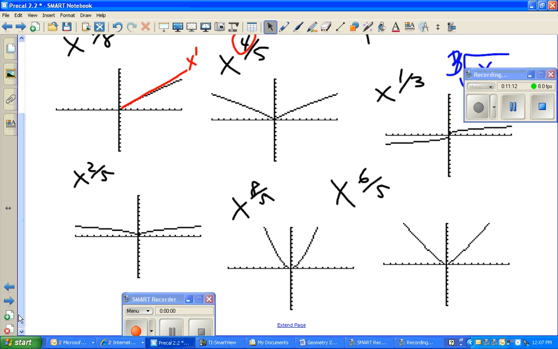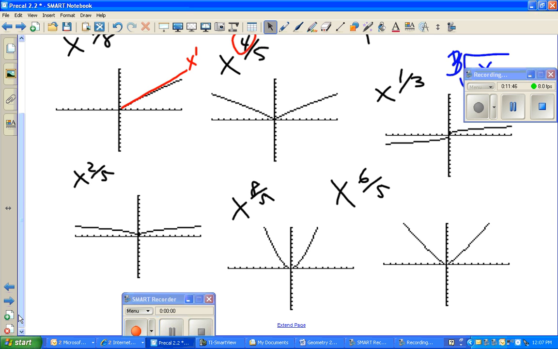X to the 8/5, again, even, but because 8/5 is more than 1, you get something that's a little bit more parabolic in shape. It looks more like the x squared function. And if you think about the fraction 8/5, that's not too far from 10/5, which would be x squared. And so you do get something that looks like a parabola. X to the 6/5, again, it's defined on both sides because you've got the 5th root, and it looks fairly close to a straight line because the fraction 6/5 is fairly close to 1.